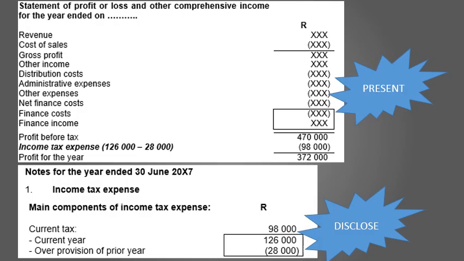So what will our presentation and disclosure look like now? Here we have our current tax for the current year, the 126,000, and here we have that reduction of the current tax due to over provision of the prior year of 28,000. So this is the 28,000 that we over provided in the prior year, and therefore it's reducing our current tax in the current year. So the net of that, the 98,000, is the amount that is shown on the face of the statement of profit or loss and other comprehensive income.